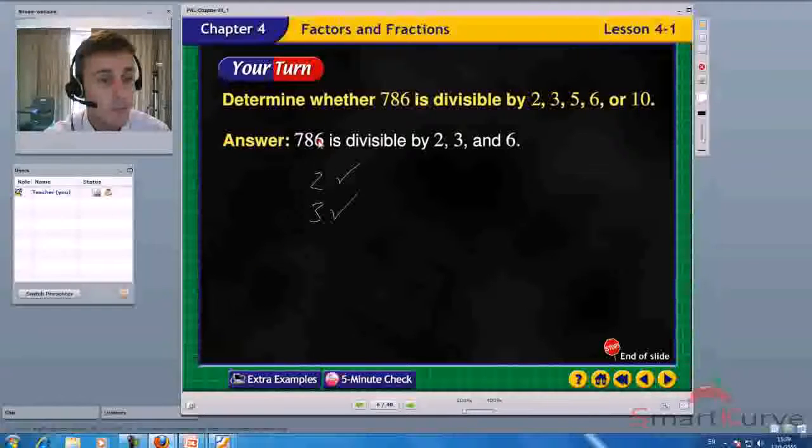The last digit, the ones digit, is a 6. A 6 is not divisible by 5, so you know the number is not divisible by 5. The number is divisible by both 2 and 3, so you know it is divisible by 6. And the last digit, the ones digit, is not 0, so it is not divisible by 10. So 2, 3, and 6.